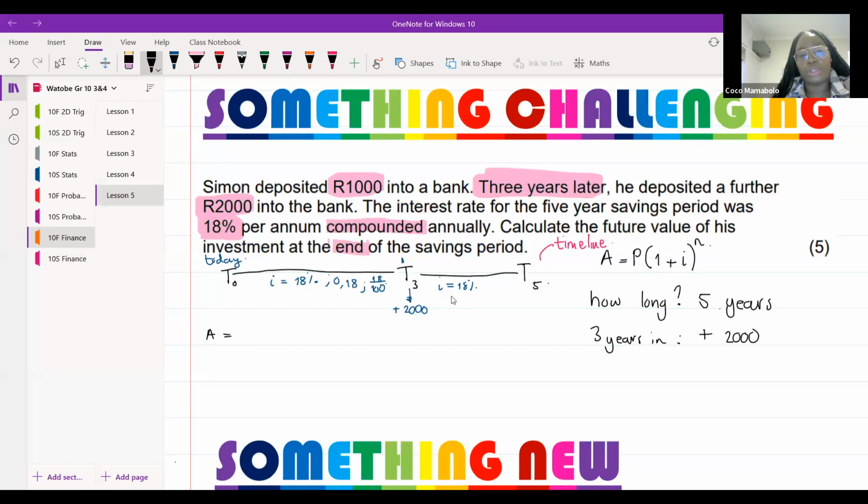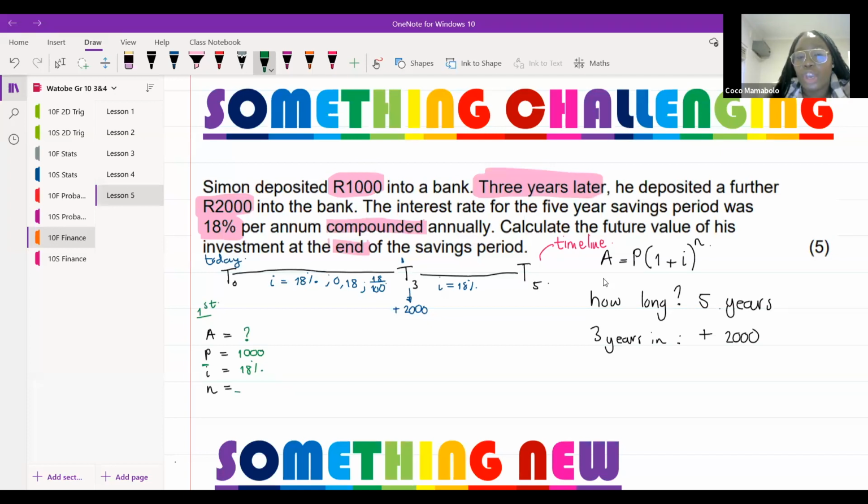I know A is going to equal something, P is equal to something, I is equal to something, and N is equal to something. The thing we're looking for is A. What is my P? What is my principal amount in the first calculation? Correct. My principal amount is 1,000 Rand. What is my interest rate? Correct, 18%.